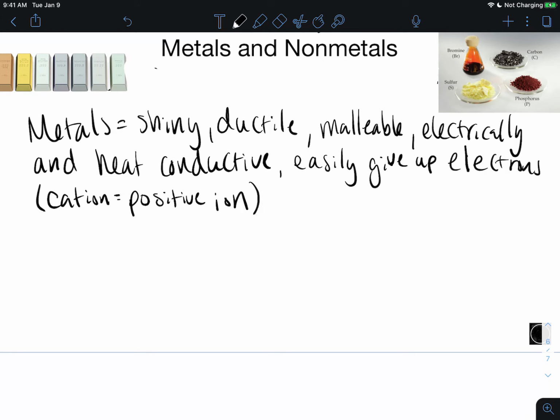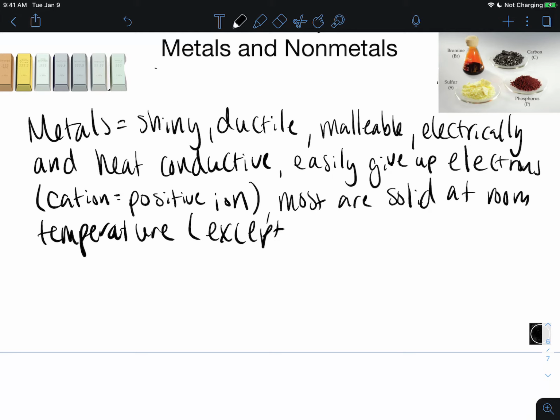A positive ion, because it's a cation. Anyways, okay. And most are solid at room temperature. The only exception to this is going to be mercury, which is a liquid at room temperature. And then gallium is a very, very low melting metal, so you can actually hold it in your hand and it'll melt.